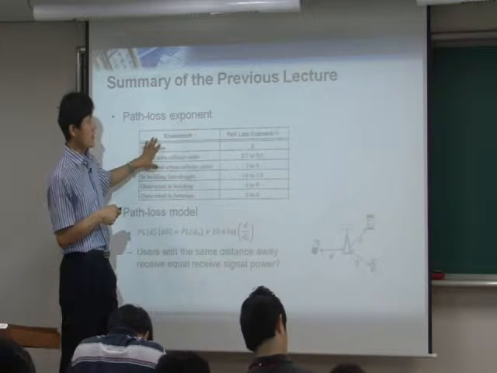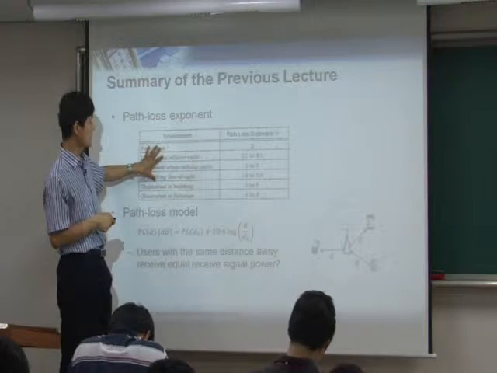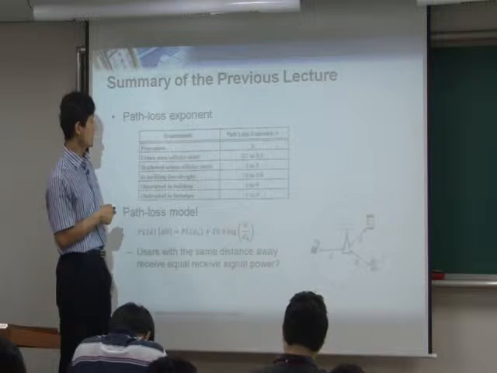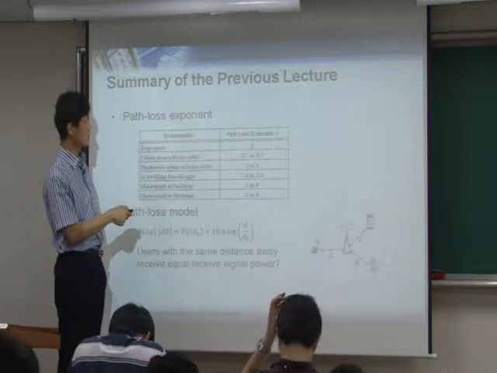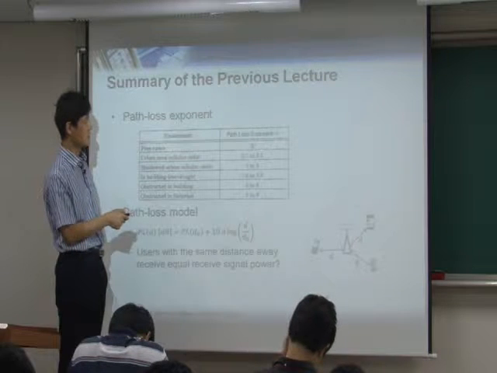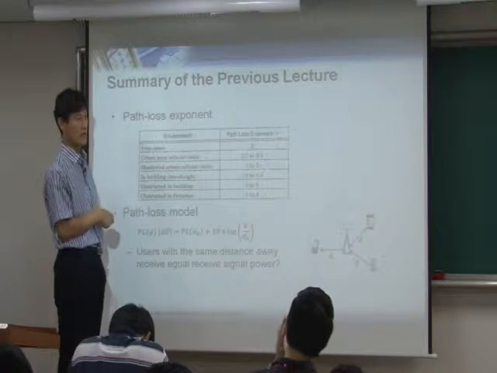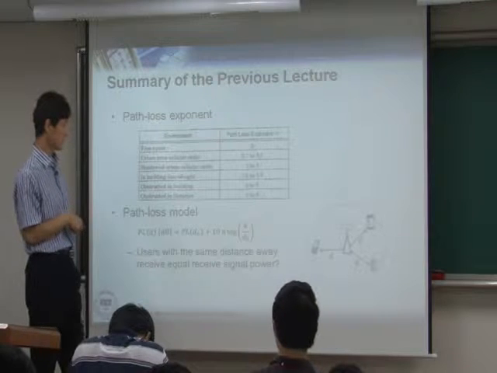Here's an example of path loss exponent. I captured this one from a book. And you see that depending on the environment, in free space, as you know, it's 2. But in some other environments, sometimes you have a very high value of path loss exponent.